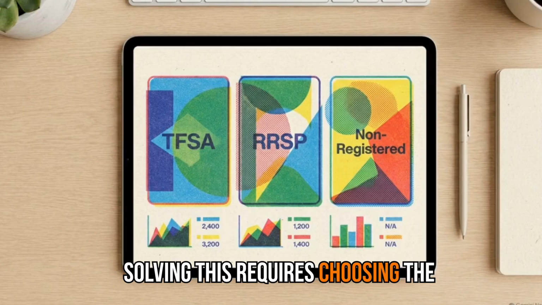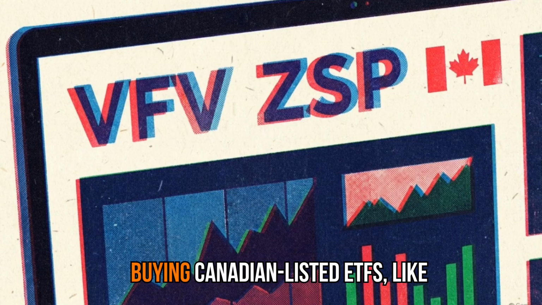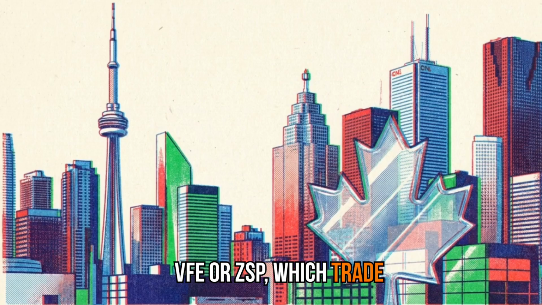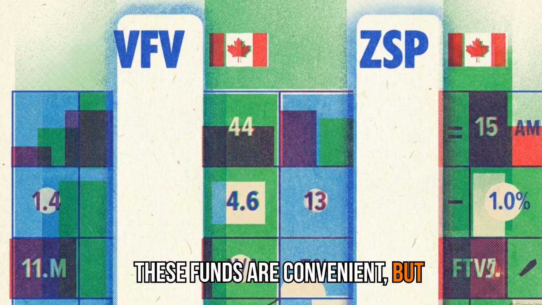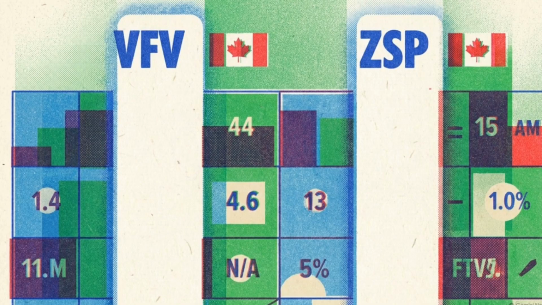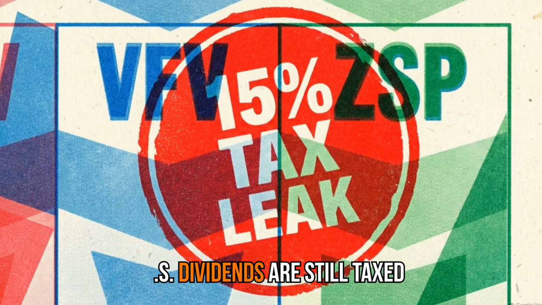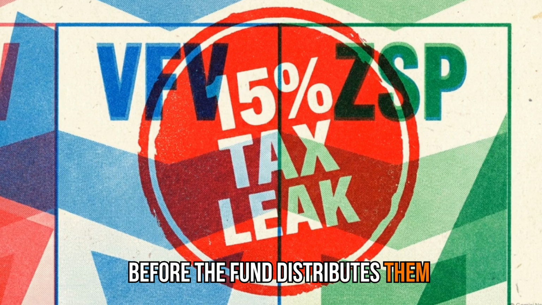Solving this requires choosing the right investment structure. The most accessible method is buying Canadian-listed ETFs like VFE or ZSP, which trade in Canadian dollars on the Toronto Stock Exchange. These funds are convenient, but they don't solve the tax problem. Because the fund itself is a Canadian entity, the U.S. dividends are still taxed at the 15% rate before the fund distributes them to you.